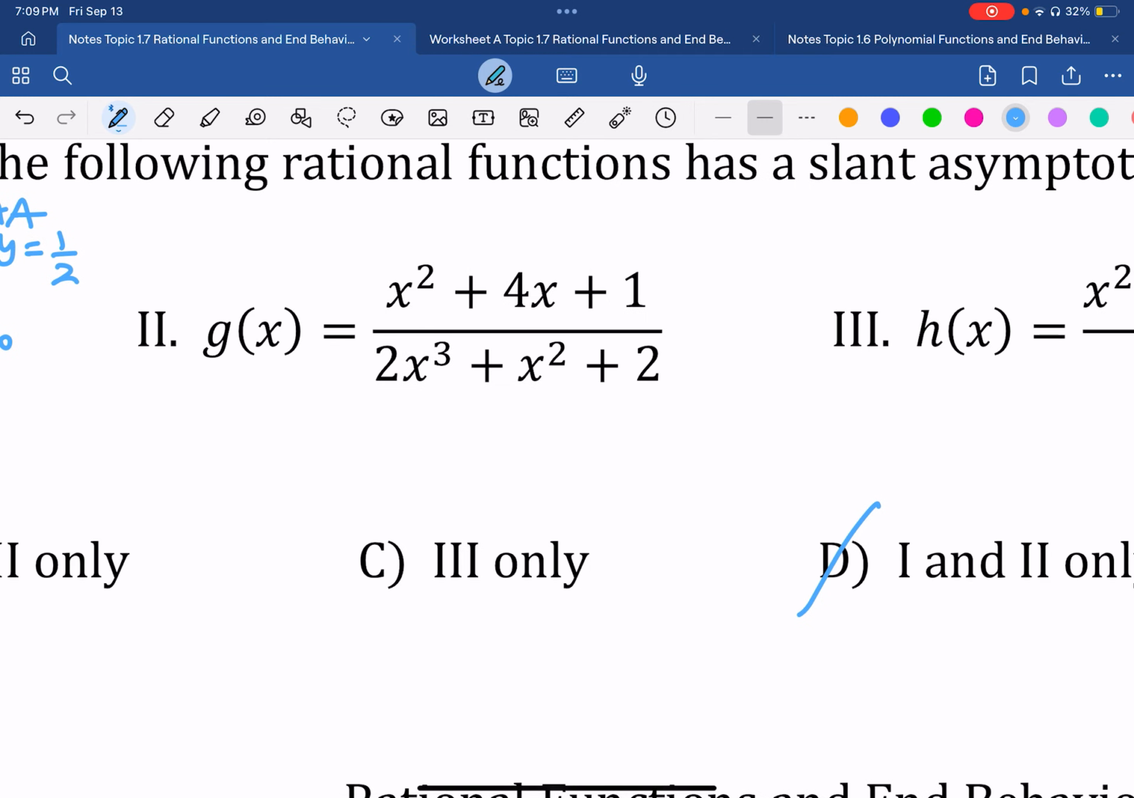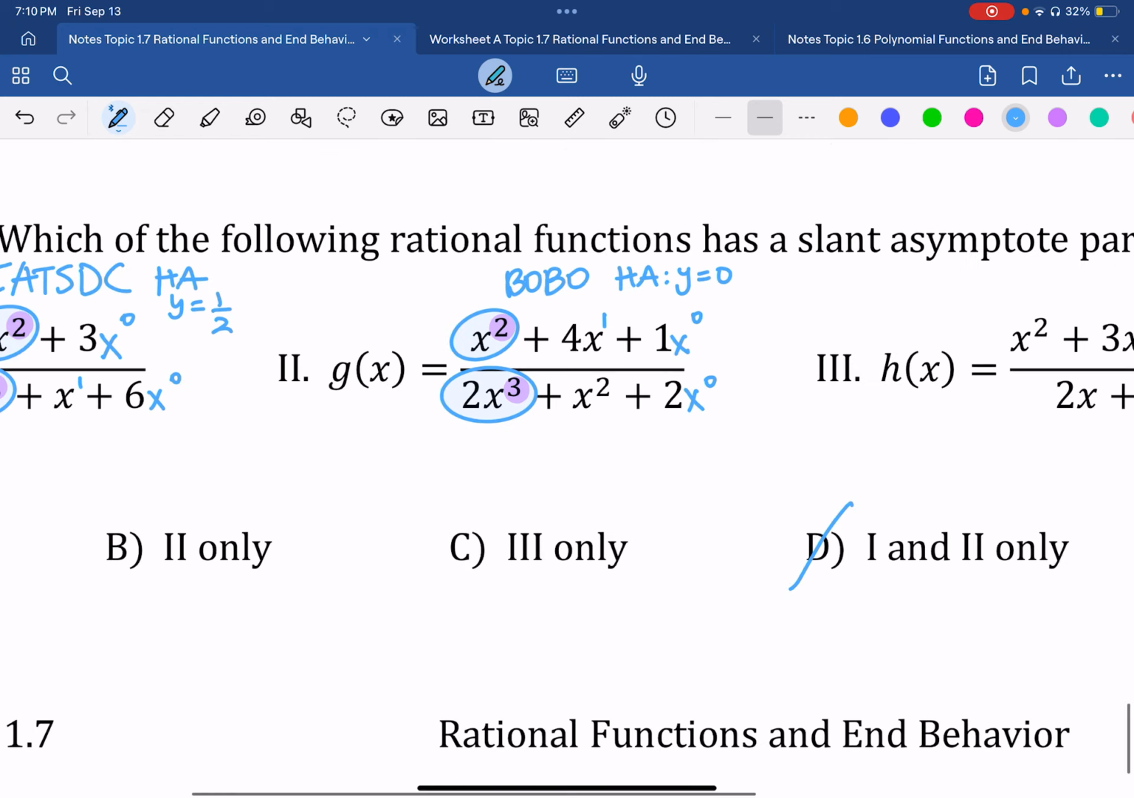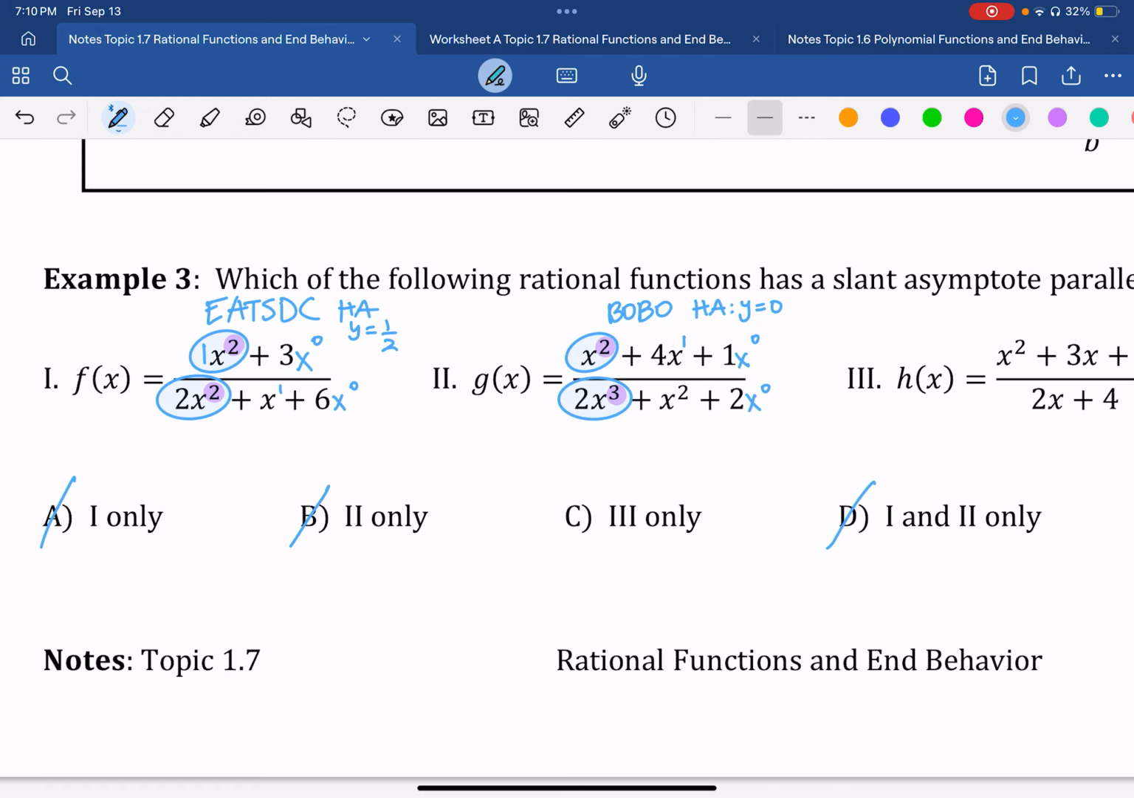Okay, for equation 2, we have x squared plus 4x to the power of 1 plus 1 times x to the power of 0 divided by 2x cubed plus x squared plus 2 times x to the power of 0. The leading term is x squared in the numerator and 2x cubed in the denominator. If I look at the exponents, I have 2 in the numerator, 3 in the denominator. It is bigger on the bottom. This one does have a horizontal asymptote, and it is at y equals 0. So equation 2 can also be eliminated.